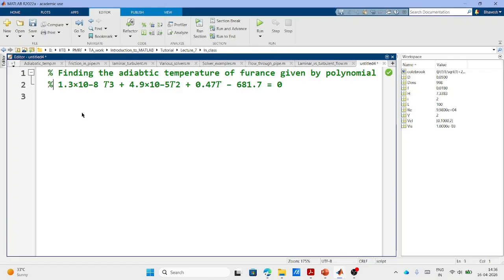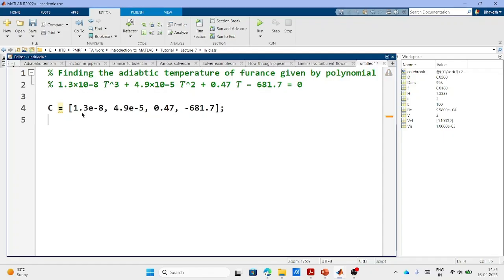So this is how your polynomial looks like. This is t square, t cube, t square into t. So I will write one coefficient vector which is 1.3 e to the power minus 8, comma 4.9 e to the power minus 5, comma 0.47, comma constant value 681.7. So all the coefficients are listed down.